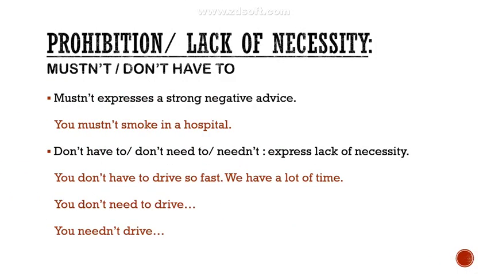To express prohibition or lack of necessity, we use mustn't or don't have to. Mustn't expresses a strong negative advice. We say, you mustn't smoke in a hospital. Don't have to, don't need to, and needn't, all of them express lack of necessity.